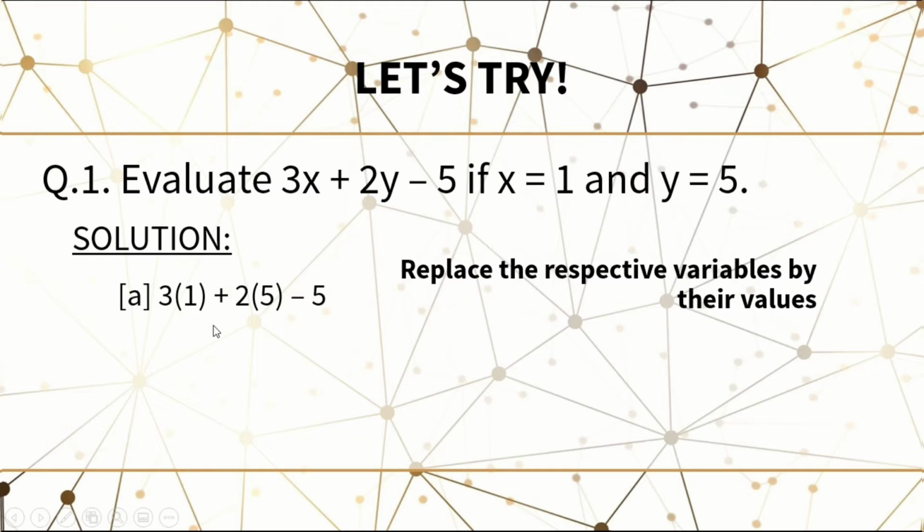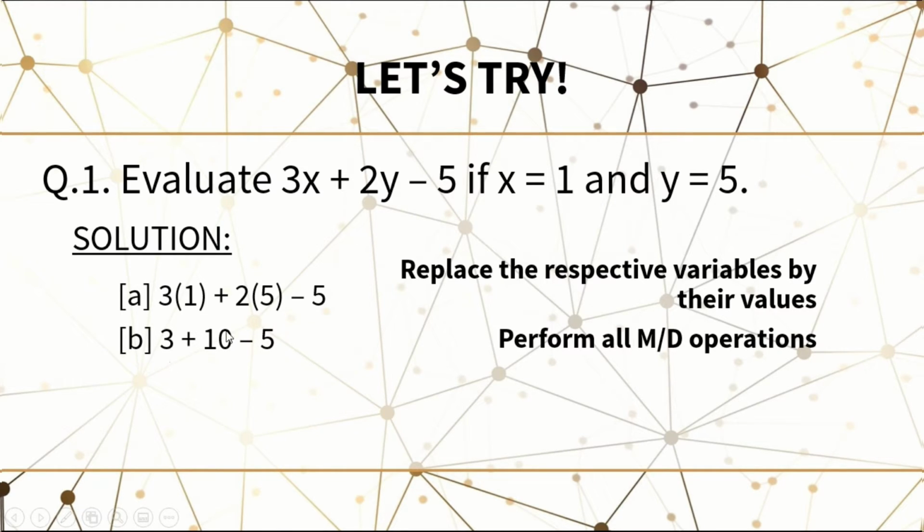Mayroon tayong 3 times 1 plus 2 times 5 minus 5. Then again, order of operations, since puro multiplication lang tayo, meron tayong 3 plus 10 minus 5. Ayan. Tapos left to right ulit, ang sagot natin dito is 8. Kasi left to right, addition to subtraction. Hope you get it. Now, let us integrate the previous video lecture at yung ngayon.